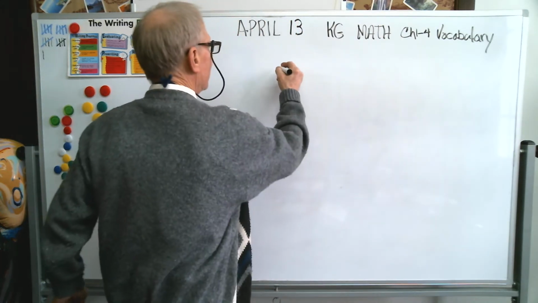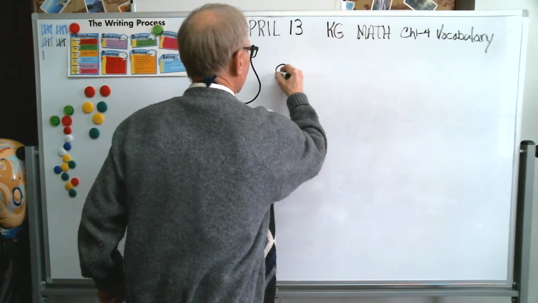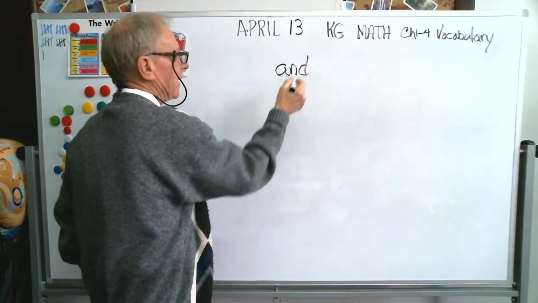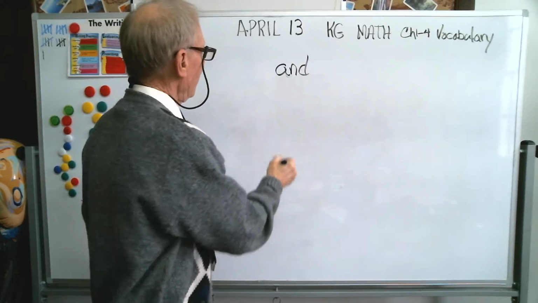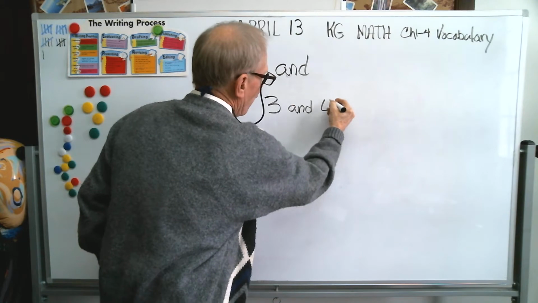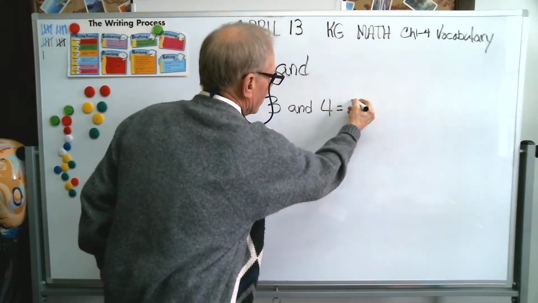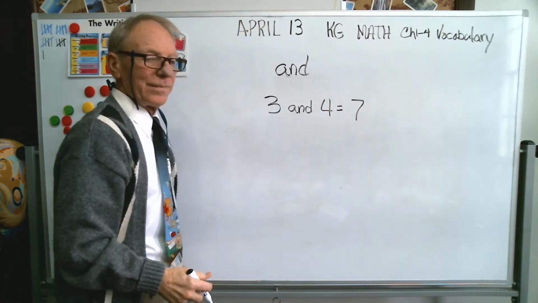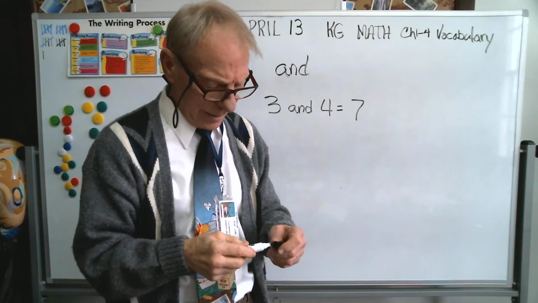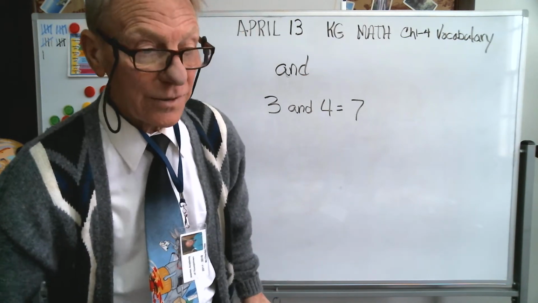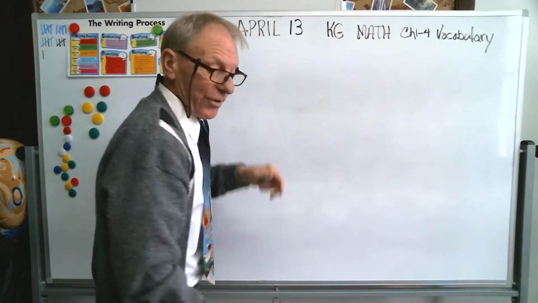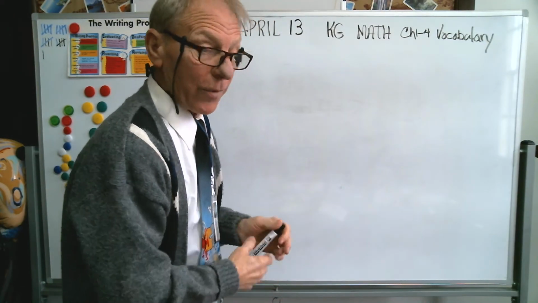And. A-N-D. And. Like 3 and 4 equals 7. So when you see the word and, it's kind of a clue that you're going to be doing some adding. The next word in Unit 1 is fewer.